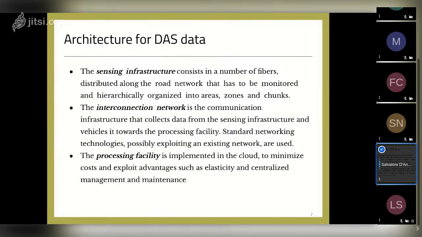The sensing infrastructure consists of a number of fibers distributed along the road. In this case, the fiber infrastructure is already present because we use the telecommunication industry's infrastructure used for the internet connection. The interconnection network is the communication infrastructure that collects the data from the sensing infrastructure and conveys it towards the processing facilities. And the processing facility is implemented in the cloud to minimize cost and exploit advantages such as elasticity and centralized management and maintenance.